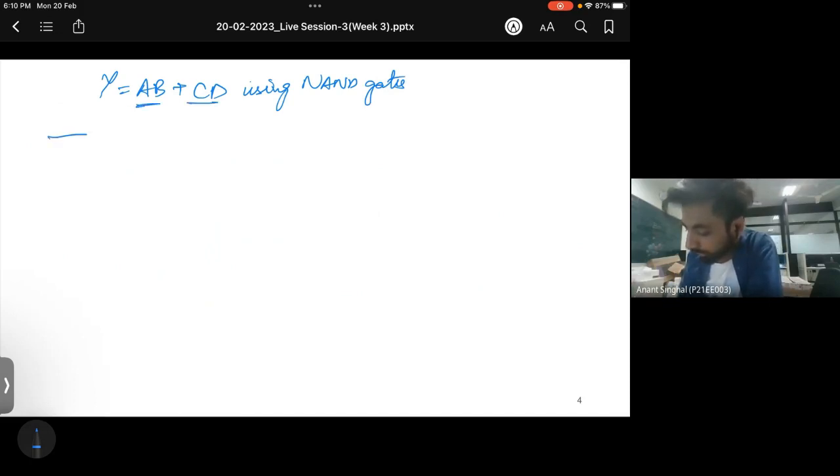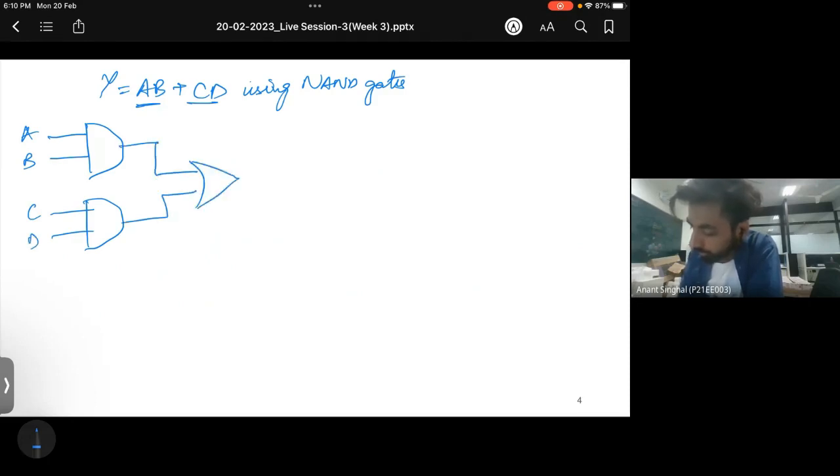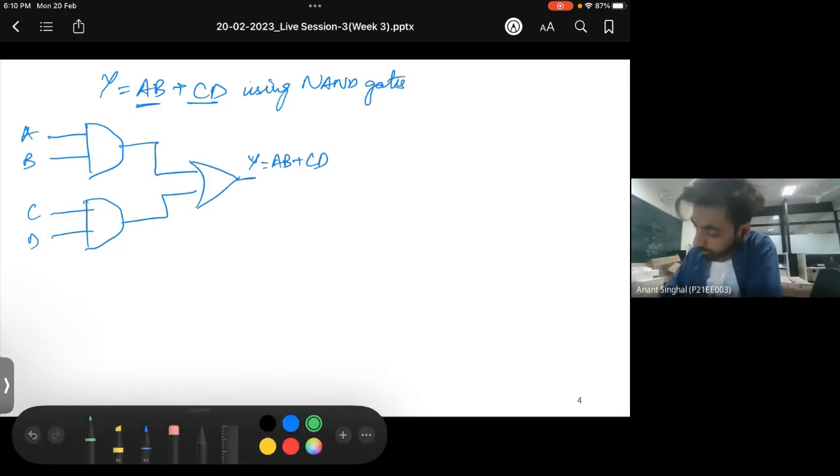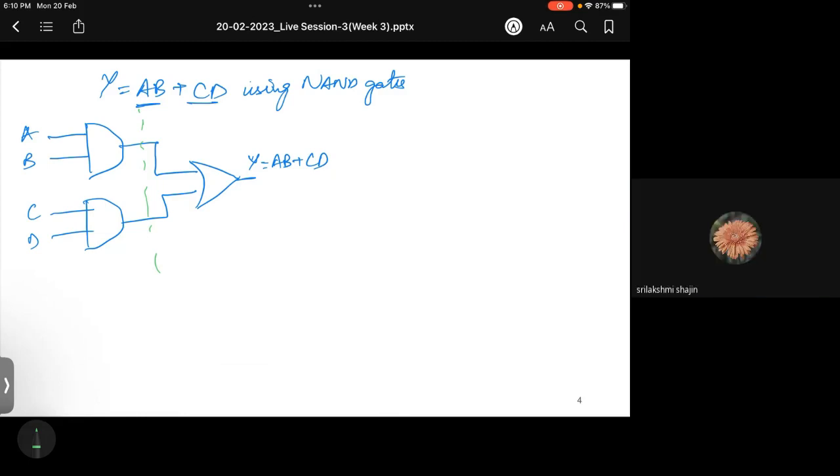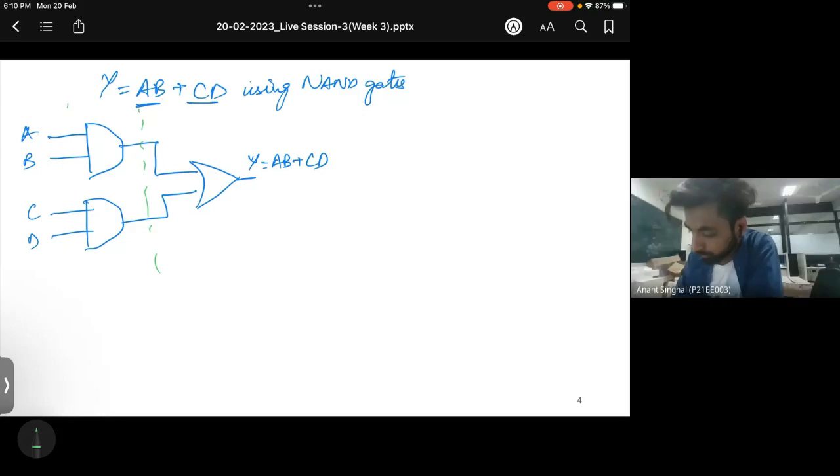If I try to make the circuit diagram of it, it is first AND of AB, AND of CD, and then it is getting ORed. It is nothing but AB plus CD. Is it fine with all? Is there any doubt in the circuit? No, sir. It is quite basic, I guess. This is AND and this is OR, so we can call this AND-OR implementation.